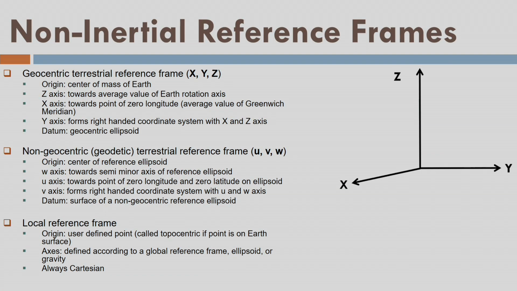Since it is a geocentric system, I call the datum a geocentric datum. So I can fit an ellipsoid to this XYZ system, and that will be a geocentric ellipsoid. Coming to the geodetic terrestrial reference frame, geodetic or non-geocentric, they have the same meaning. The origin is the center of the reference ellipsoid. Remember, it is not the geocenter, or rather the center of the ellipsoid does not match with the geocenter of the earth. We call it the UVW axes.